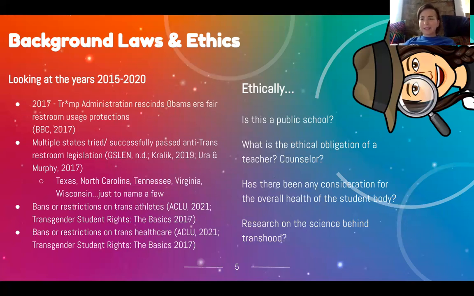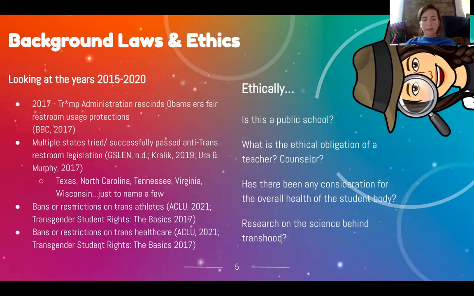I know that Texas's did not pass. I believe they're trying again, which is a presentation for a different day. And I'm not sure if I remember correctly if North Carolina passed theirs or not. But again, like I said, these are just a few that, within those years between 2000 and 2015, 2020, tried to pass anti-trans legislation.